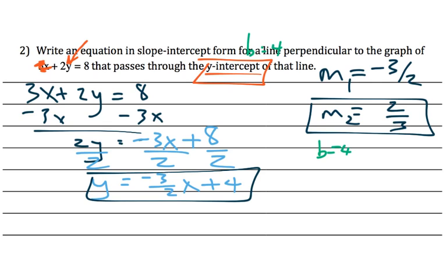We could go through the whole repeated process of solving it all over again, but since the new line goes through the y-intercept, we know they would share the same y-intercept. So I would write 2/3 x, because we figured out the new slope, and I would add on 4.